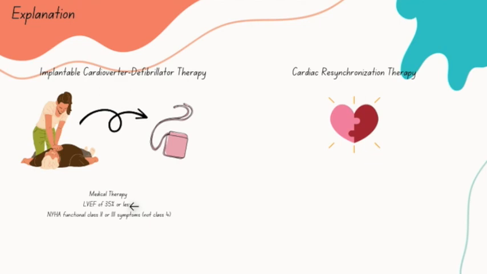So ICDs are recommended in patients with ejection fraction 35 or less, and NYHA class 2 and class 3 symptoms.